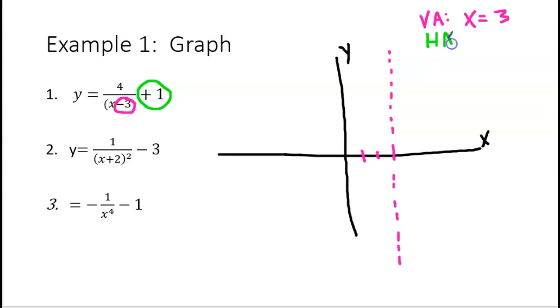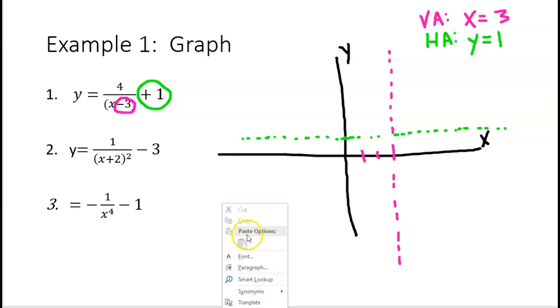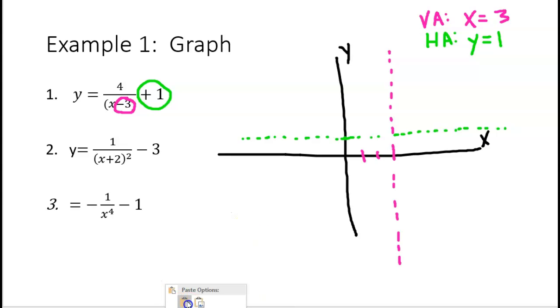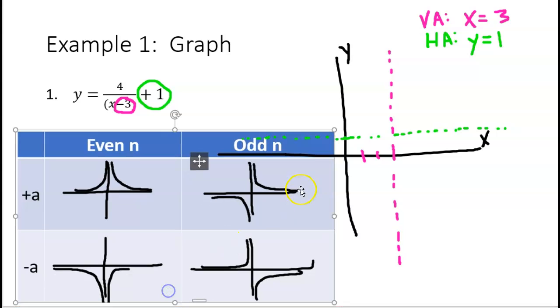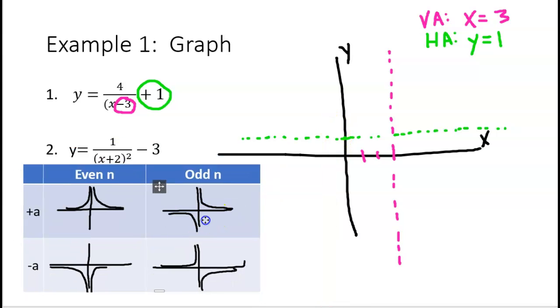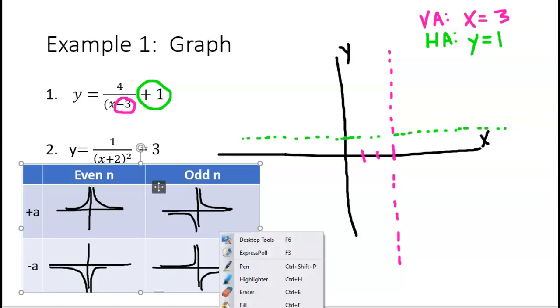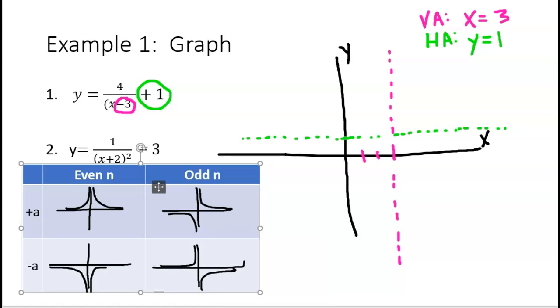So my horizontal asymptote in this case is going to be y equals. So I'm going to draw a dotted horizontal line going through y equals 1. Now, basically, then I have 4 shapes that I need to choose from. Here are my 4 options. Okay. Now, let's take a look and see which shape it's going to be.